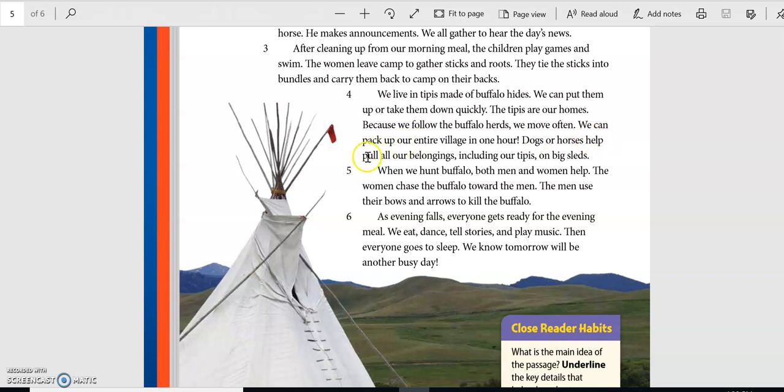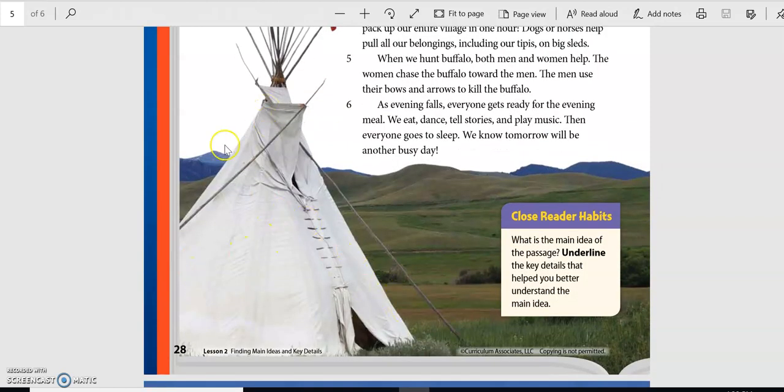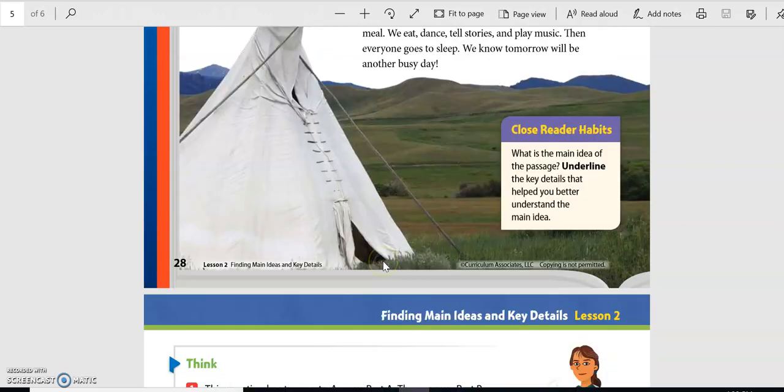"Dogs or horses help pull all our belongings, including our teepees, on big sleds." So this also could be a reason why they choose to use the buffalo hides. Because if the dogs or horses are able to pull them, I can make an inference that the buffalo hide tents are not super heavy. And based on the picture here, although we see the structure, we can tell that it's relatively thin, strong enough to keep things from coming in, but also light enough to take down very quickly.